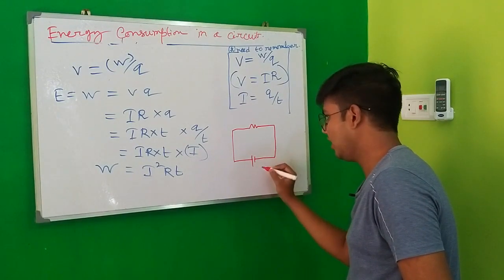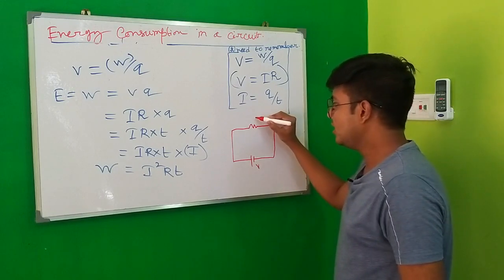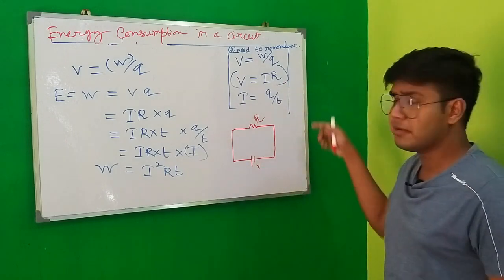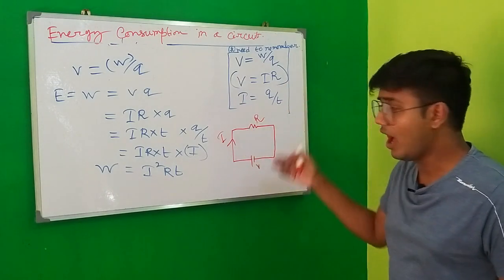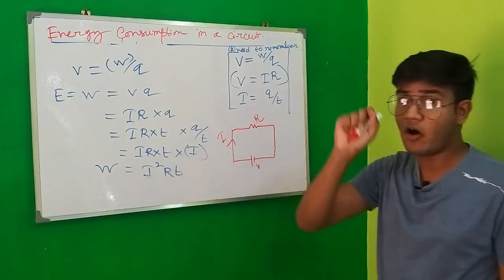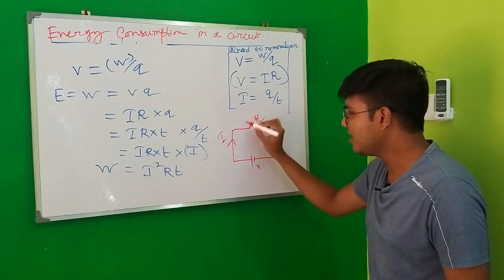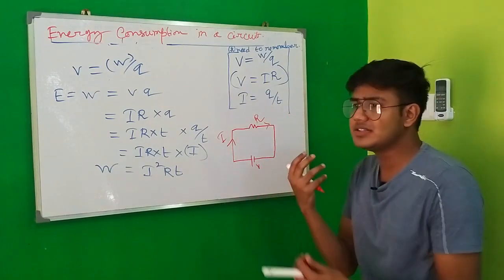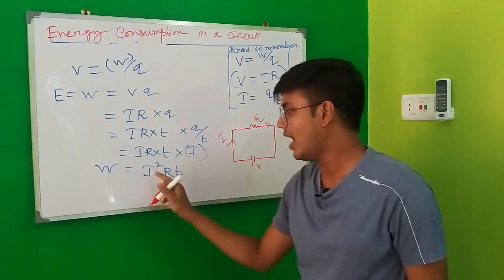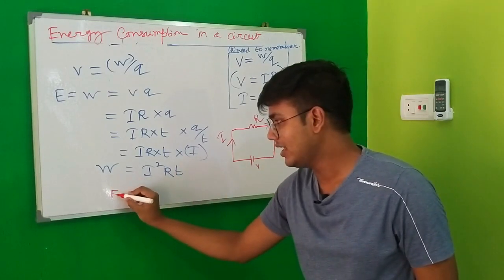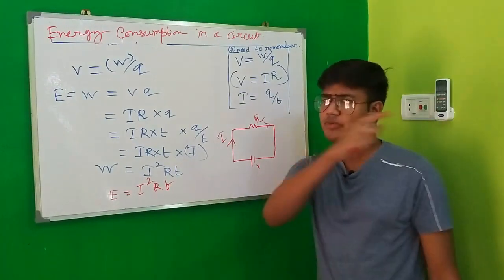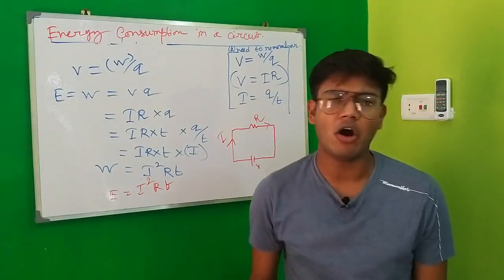You have a battery of V volt, and in this you are using a resistance of R ohm, and due to the flow of current I for T time, while it passes through this resistance, it will consume some energy or do some work, and that is known as I square RT. You can also write E equal to I square RT. And from there we will learn Joule's heating law. So let's move on to that.